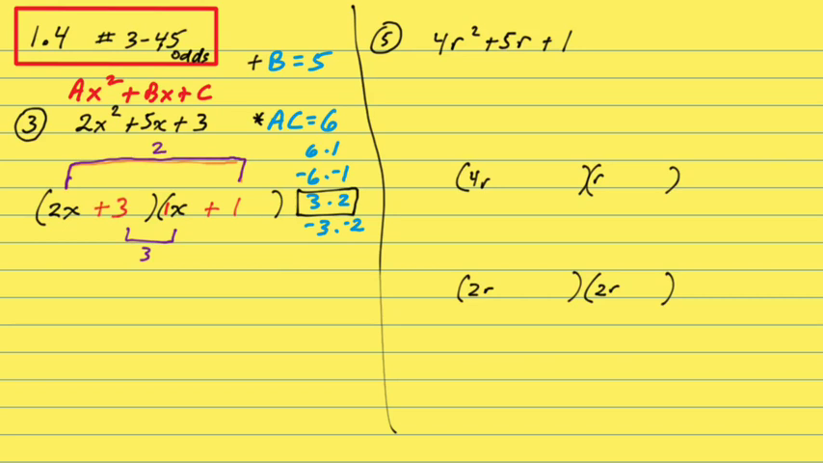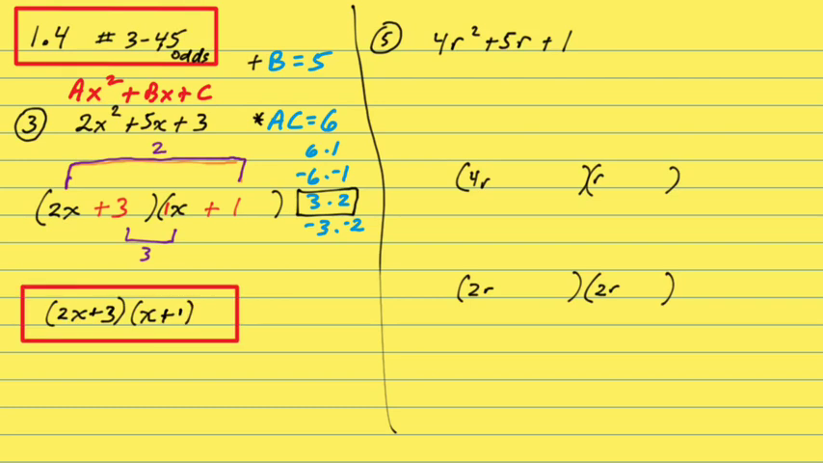Now I'm going to rewrite it. 2x plus 3 times a quantity of x plus 1. And hopefully, if last times last equals last, I would say 1 times 3 equals 3. We should have it factored correctly. Let's do number 5. What's a times c on 5? 4. There's not too many factors of 4. 4 times 1, negative 4 times negative 1. 2 times 2, negative 2 times negative 2. What's b?